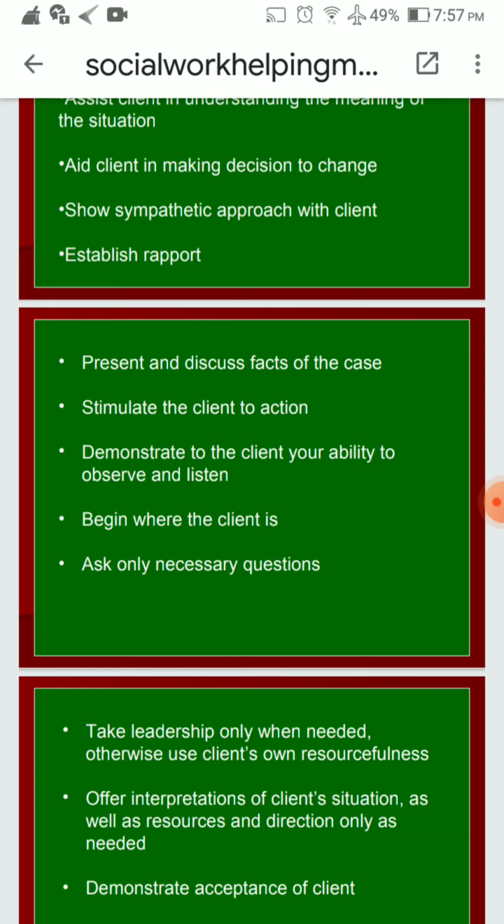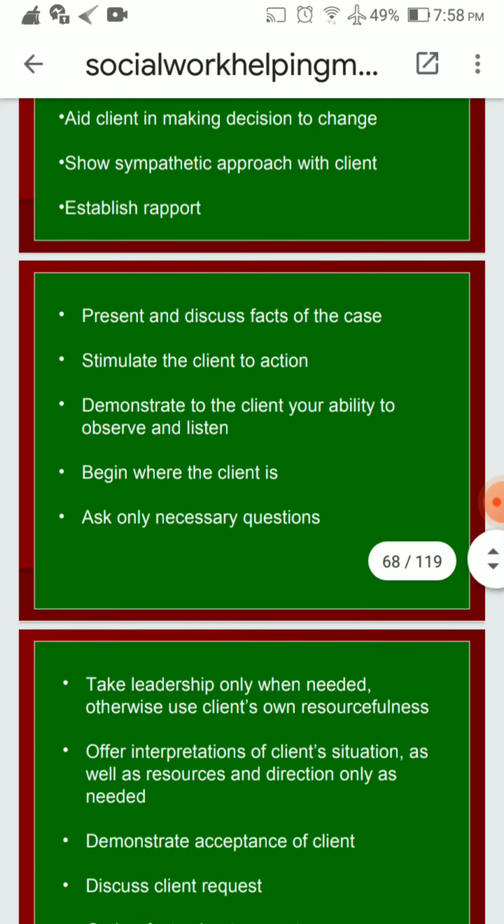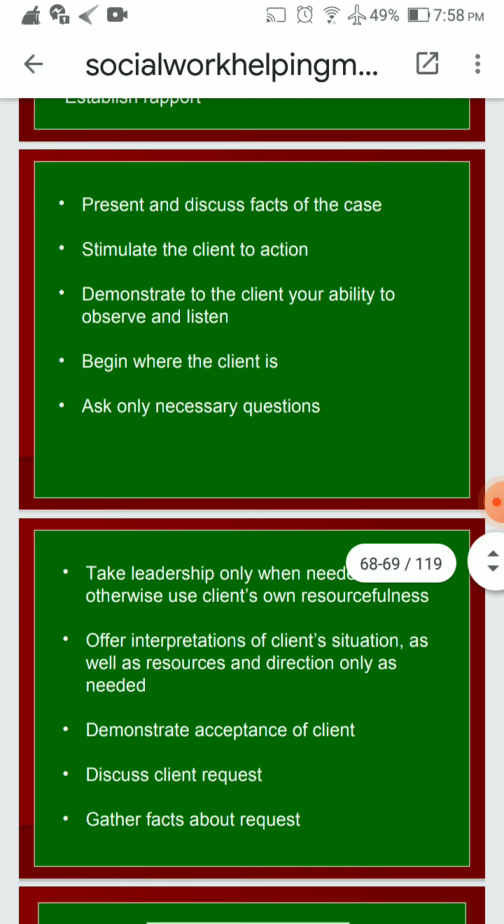Begin where the client is. Correct. You ask permission that you will write an interview about the client, about the background, and you need to clarify also, is this what you said, sir, ma'am? Is this it? Ask only necessary questions, so that they are connected to the problem. Let us not go around in circles with different questions. You need to go straight to the point, so to speak.